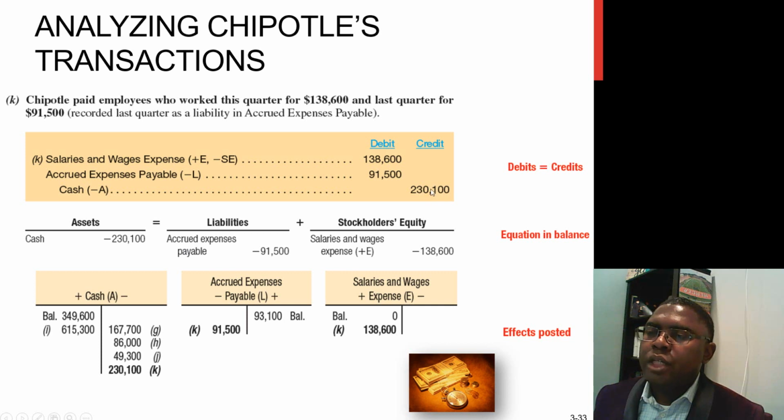Now we are going to ensure that the balance sheet equation balances. In other words, the left-hand side of the balance sheet equation should be equivalent to the right-hand side. And then we post all these transactions to their respective T accounts. So we maintain, if they have a debit, they go on the debit side of their T account. If it is a credit balance like cash, it goes on the credit side of the cash account.